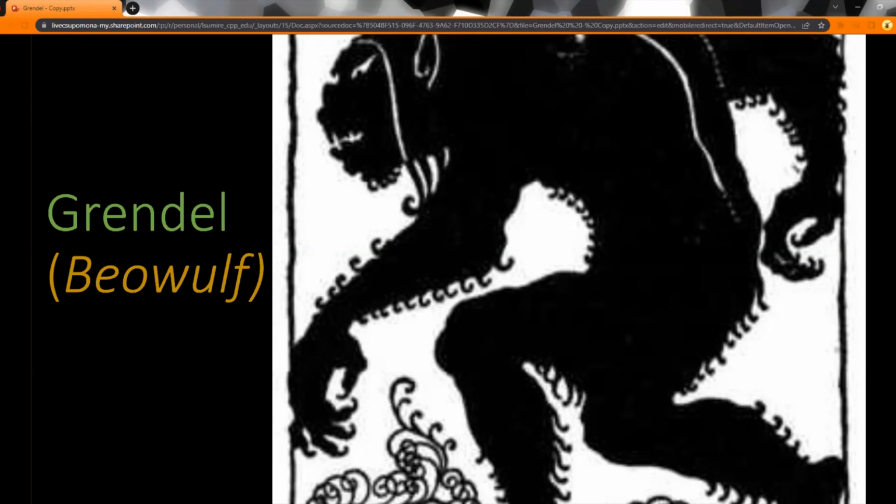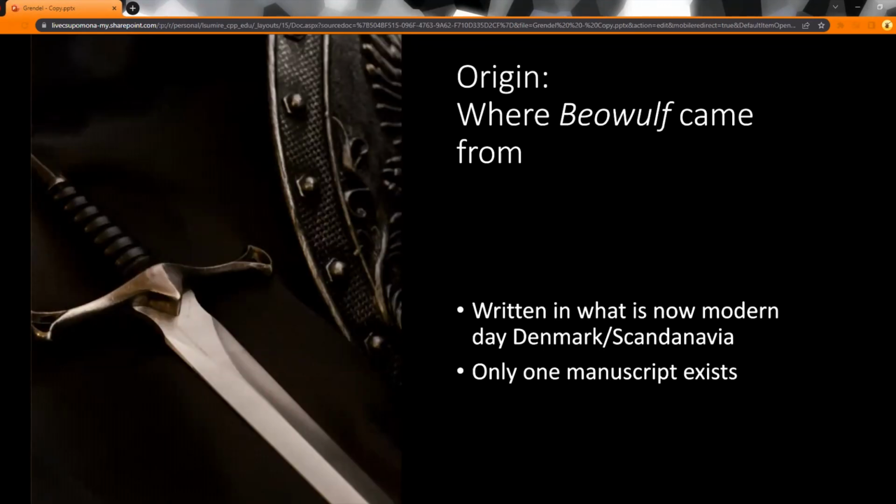My multicultural monster is going to be Grendel from Beowulf. So, in order to talk about Grendel, we first have to discuss where Beowulf came from and the context surrounding it. Beowulf is written in what is now modern day Denmark or Scandinavia, and only one copy of the manuscript exists. This was a point in history before the printing press was even invented, and so the poem had to be told and retold mostly through oral tradition, which is why, depending on which version of the text you read, you'll get slight variations of the wording, but the story is still the same.